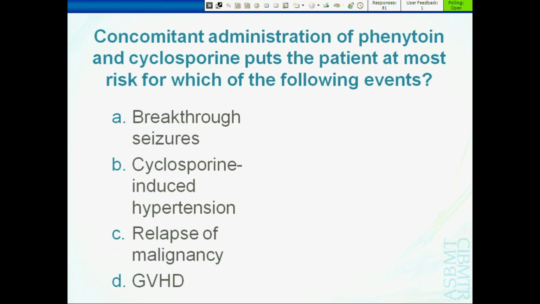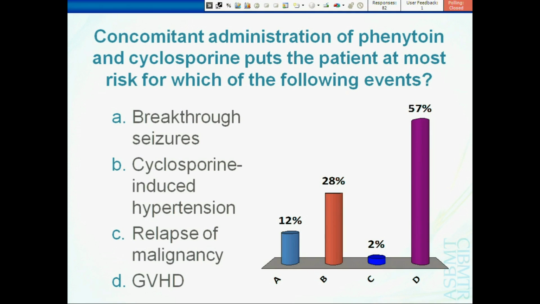Okay, it looks like a majority of you answered. Okay, very good. Almost a little more than half of you got the correct answer, graft versus host disease. And the reason for this is cyclosporin, as I mentioned before, is a major substrate of CYP3A4. If you give it with phenytoin, phenytoin is a very known strong CYP3A4 inducer. This could lead to decreased cyclosporin plasma levels in your patient, and we all know that low cyclosporin plasma levels could potentially put the patient at risk for graft versus host disease.